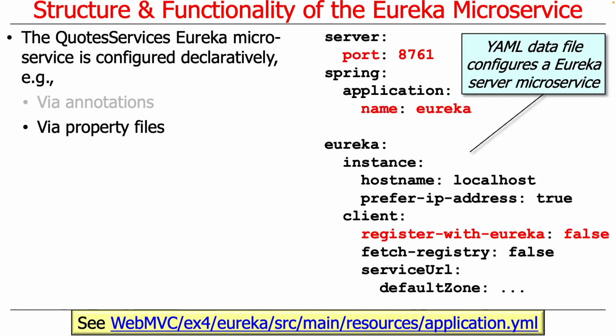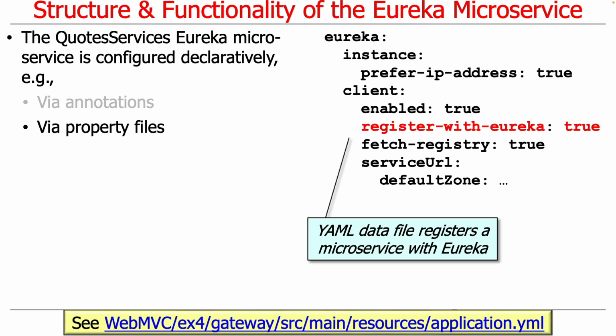So here's how the Eureka service defines itself to be a server. Here's how clients register with it. It's a little bit confusing, but I'll show you some interesting stuff a little bit later where you can learn more about how this works and how to understand its behavior.